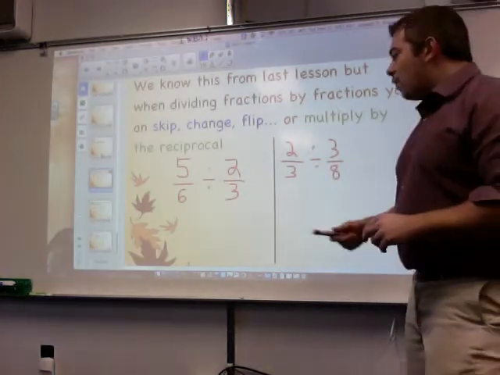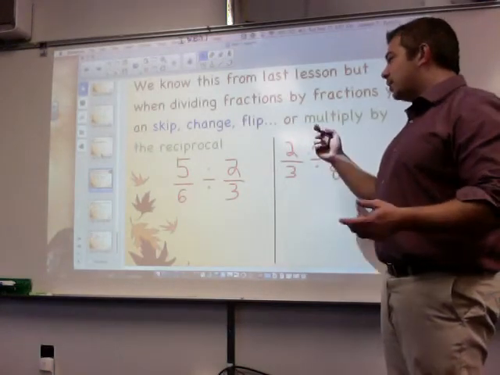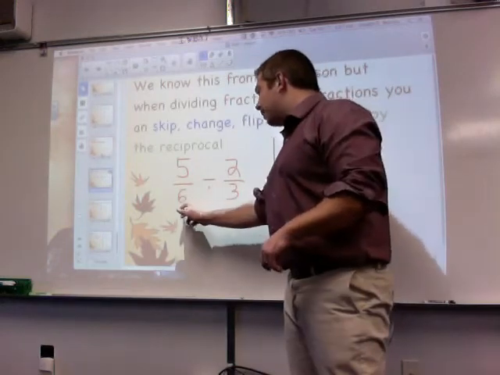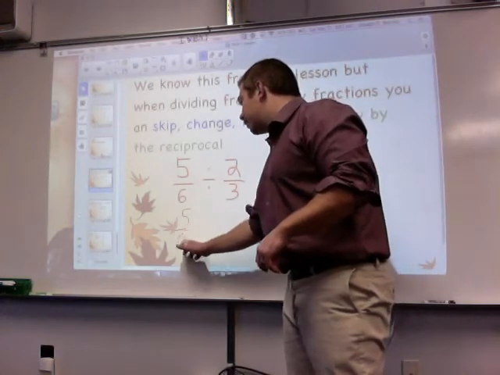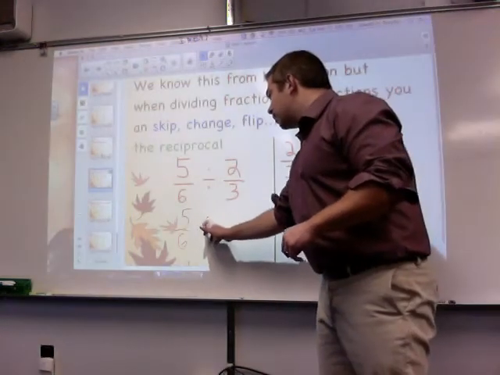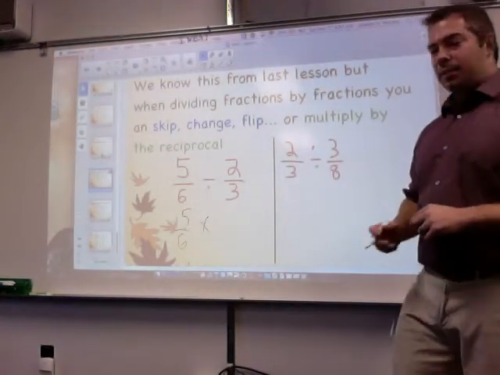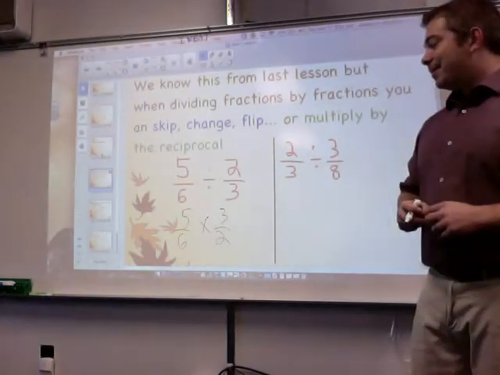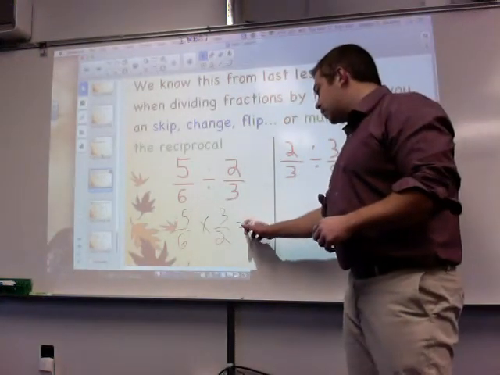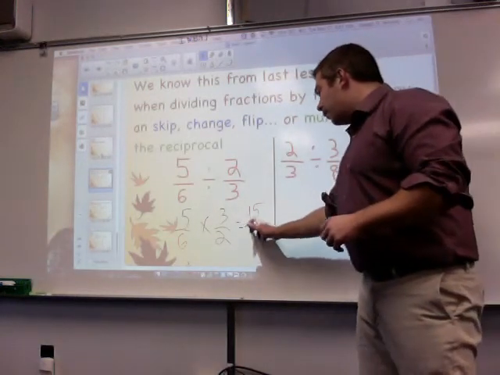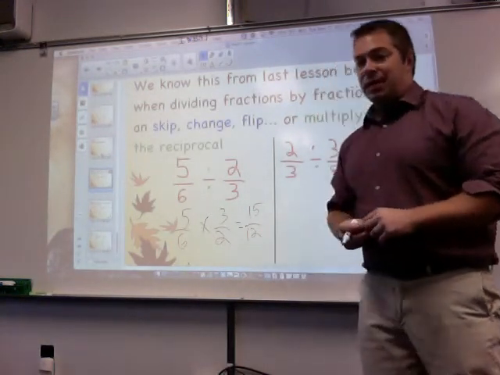Okay, 5/6 divided by 2/3. Well, this one I'll skip, change, and flip. So 5/6, I'm going to skip it. It's become the same thing. Change, the division sign becomes multiplication. And flip, 2/3 becomes 3/2. Now 5 times 3 equals 15, and 6 times 2 equals 12. I'm left with 15/12, which is an improper fraction.